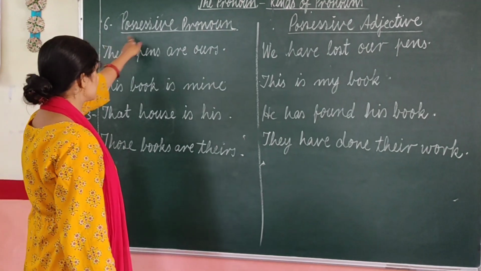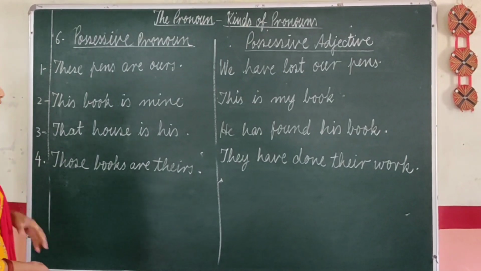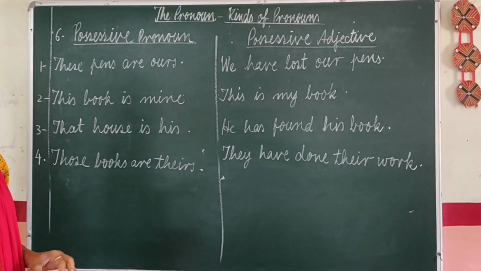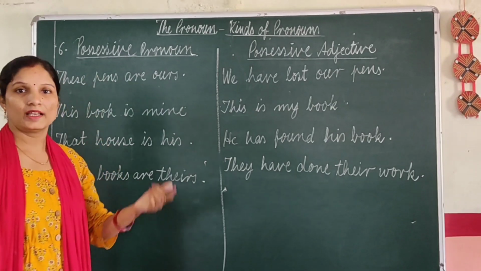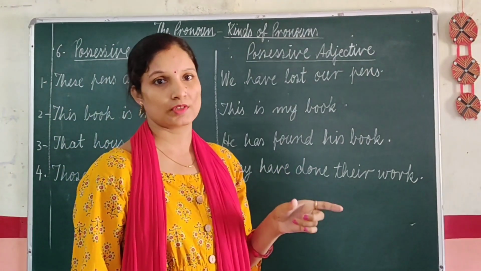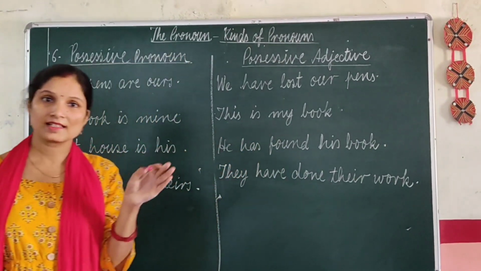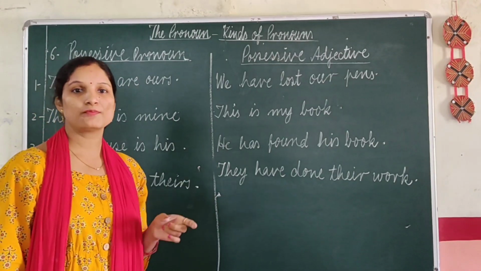That is possessive pronoun. Children, possessive word, what is the meaning of this? You have already heard it in adjective also. Possessive words are my, his, your, their. These are possessive words. When we add s at the last, generally, they become possessive pronoun.